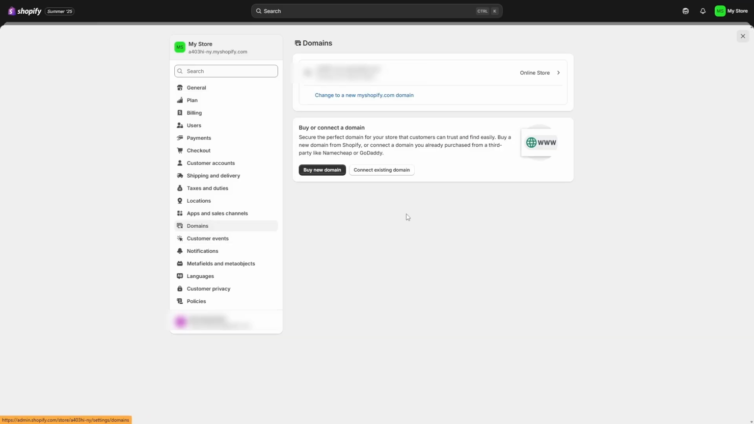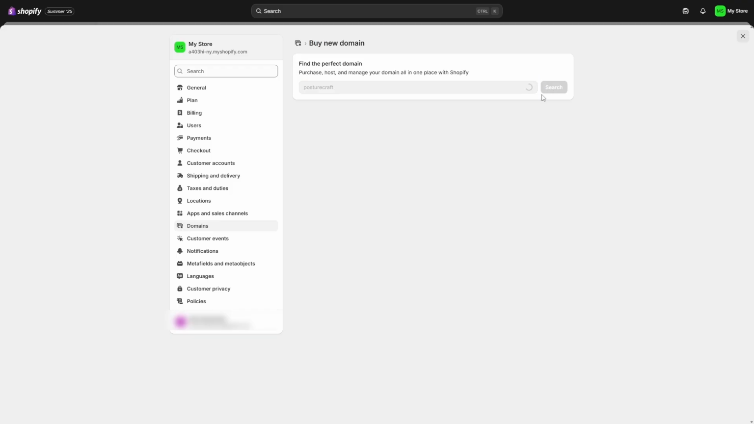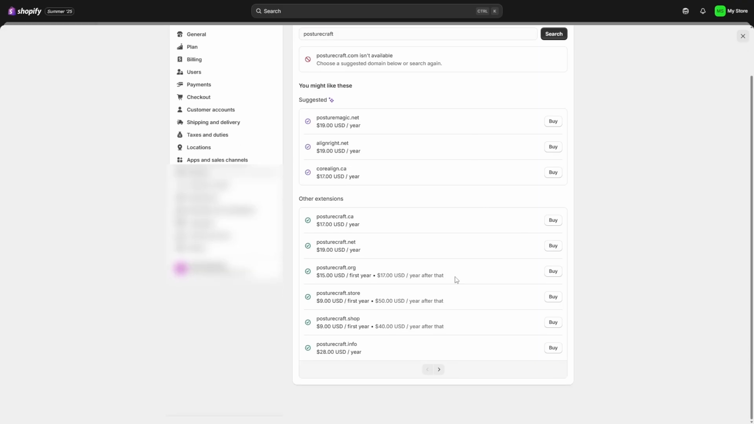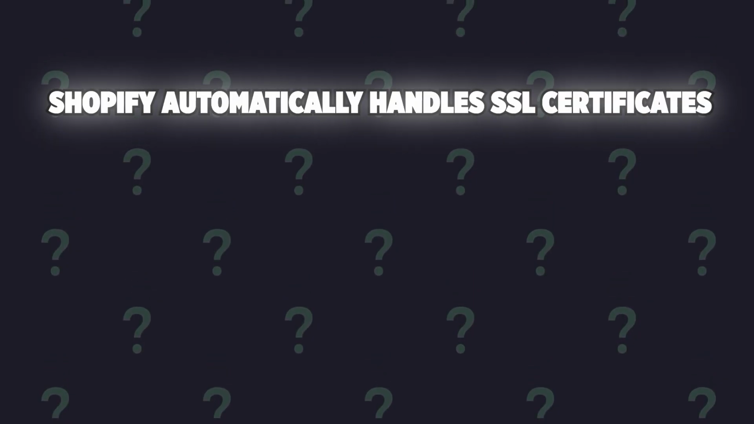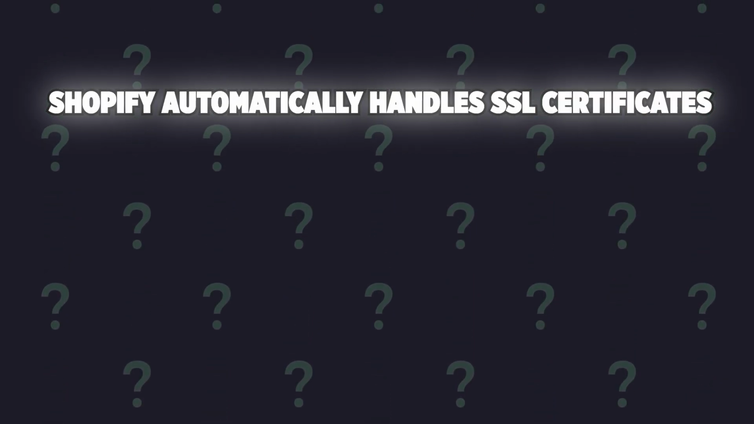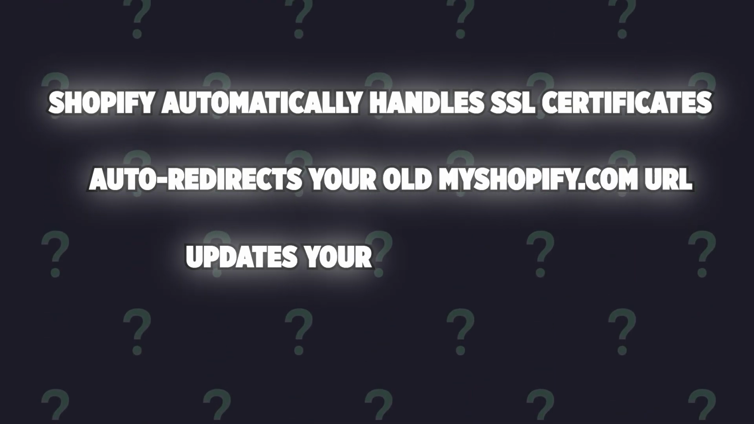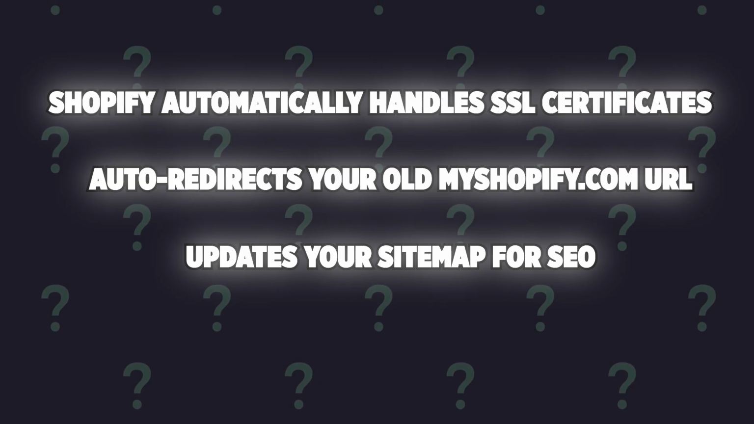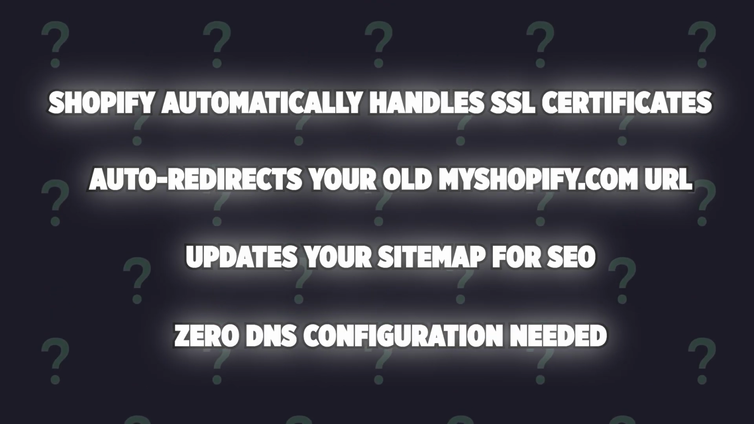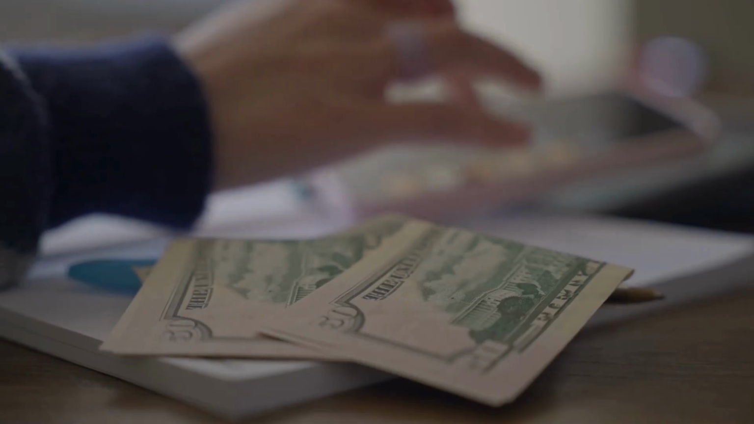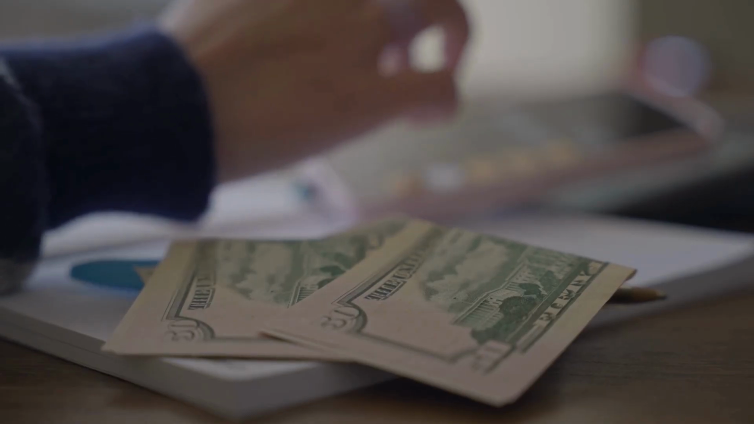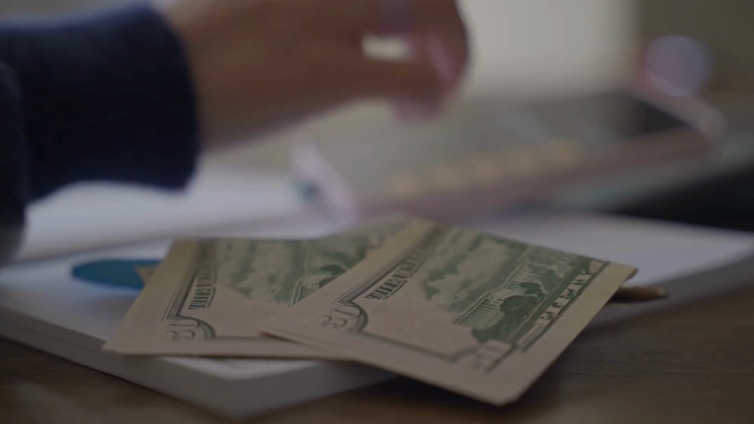You search for your brand store like posturecraft.shop. You click buy, usually anywhere from $9 to $19 in USD per year. This has an advantage because Shopify automatically handles SSL certificates, auto redirects your old myshopify.com URL, updates your sitemap for search engine optimization, and zero DNS configuration will be required. The trade-off is that it's slightly more expensive than buying elsewhere, but the convenience might be worth it for most people.